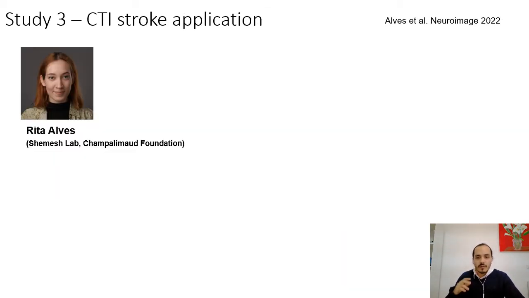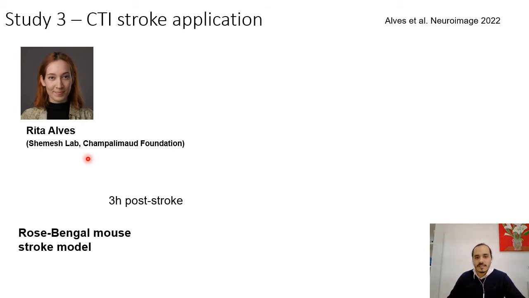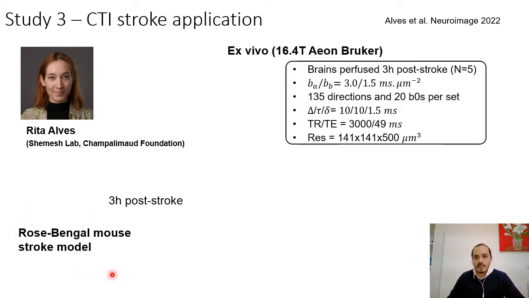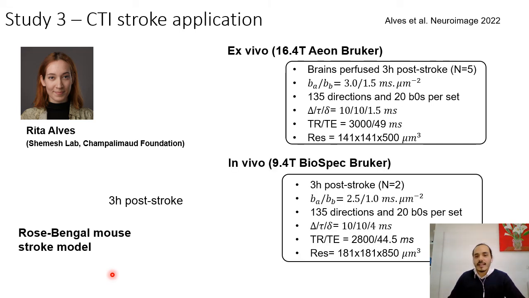After this, we were ready to move to the stroke application. This part of the project was led by a PhD student in the Shemesh lab, Rita Alves. She scanned stroked animals 3 hours post-stroke onset using the Rose Bengal mouse stroke model. She performed acquisitions ex vivo, just to have data with higher quality, and then she also applied this in vivo, just to show if these results were consistent on both ex vivo and in vivo acquisitions.